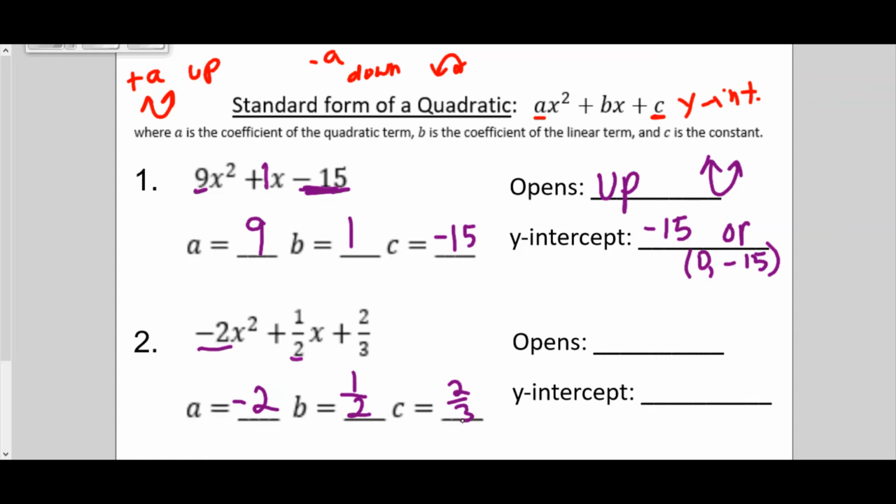Now let's determine which way does this graph open. So I'm going to look at the a value. The a value tells you, does the graph open up or down? My a value is negative. So if a is negative, where I have negative a, means the graph opens down like this. My y-intercept is 2/3. Again, if you prefer the ordered pair, you could write it as 0, 2/3. So this is how you use standard form to identify which way the graph opens and what the y-intercept is. So you do want to know what your a, b, and c values are.